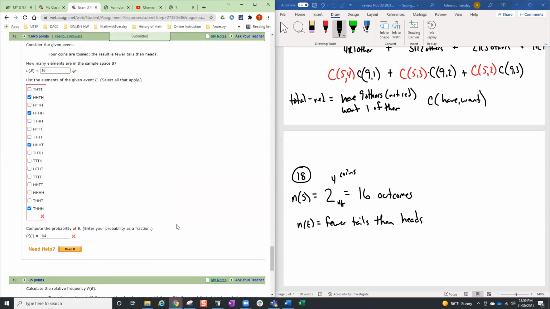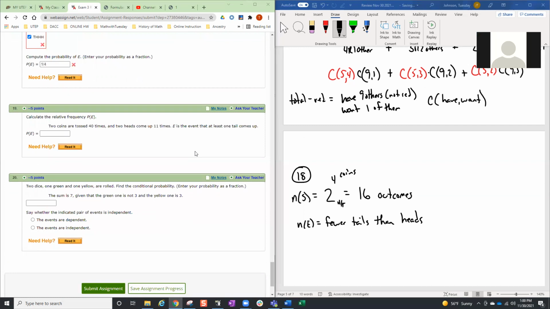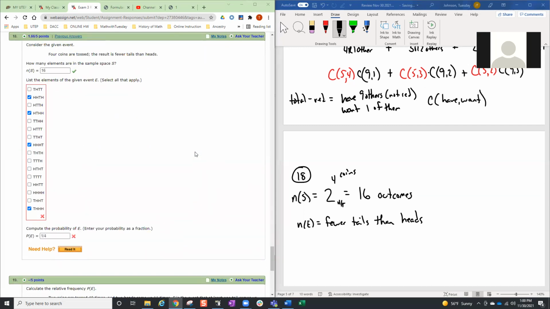Oh, so now all of a sudden they're distinguishable? Oh, 2 of you got questions because I'm doing it wrong. All right, talk to me. Okay, our number 18 is completely different because it's saying, consider the given event, a die is weighted so that each number is half likely to come up to either 1 or 6.